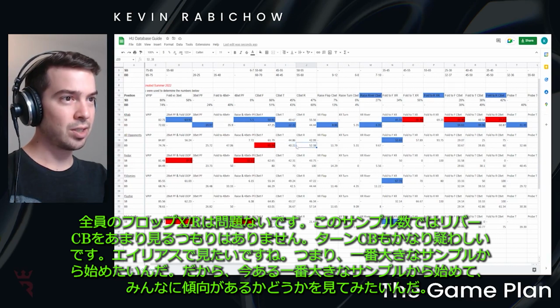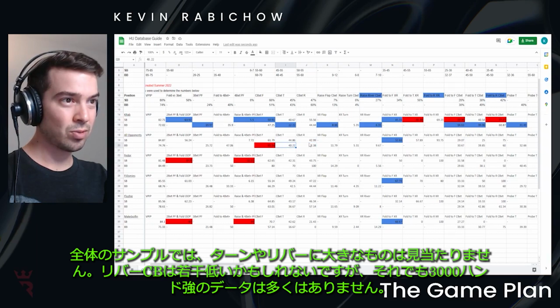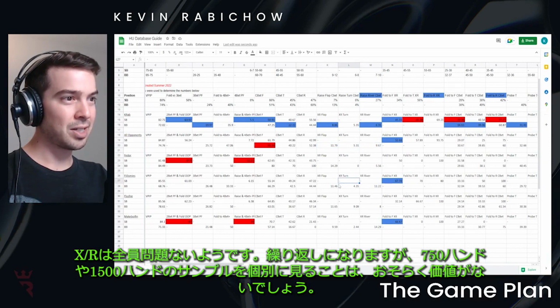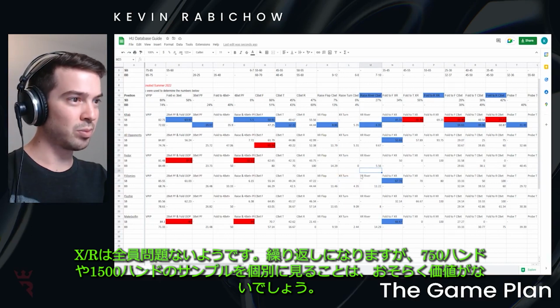What I want to look at is I want to start with the aliases. So I want to start with the biggest sample that I have and see if everyone has a tendency. I don't see anything huge for turns and rivers on the overall sample. No massive. River c-bet might be slightly low, but even that over 3,000 hands is not a lot of data. Check raising for everyone looks fine. So again, looking at this individually over 750 hand or 1,500 hand samples is probably not worthwhile.